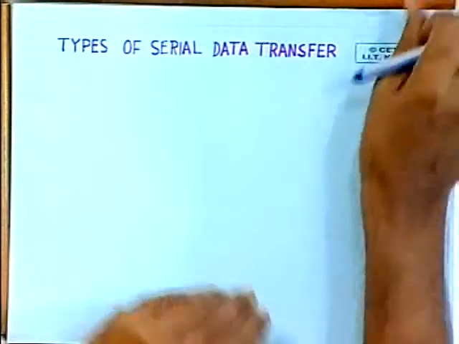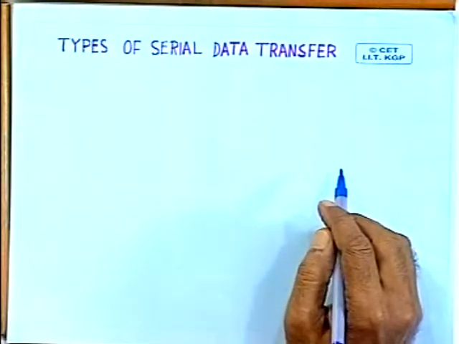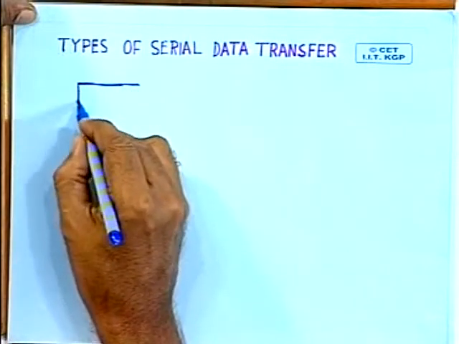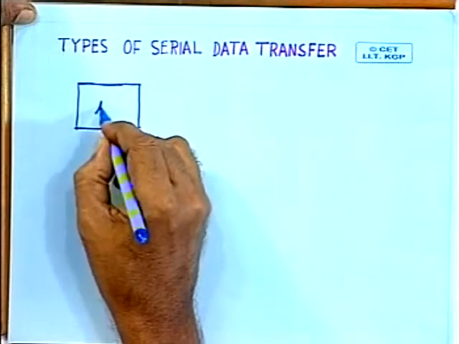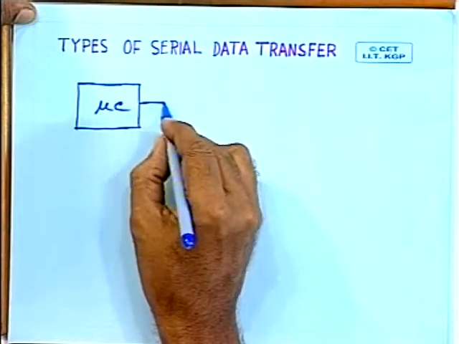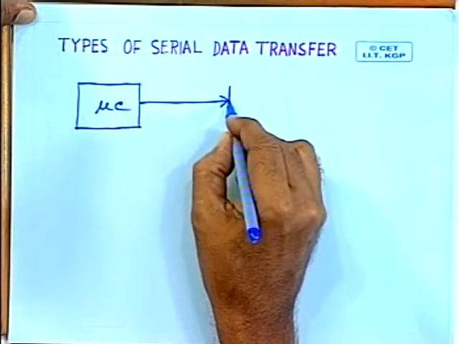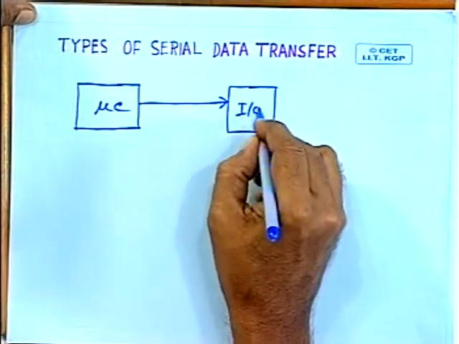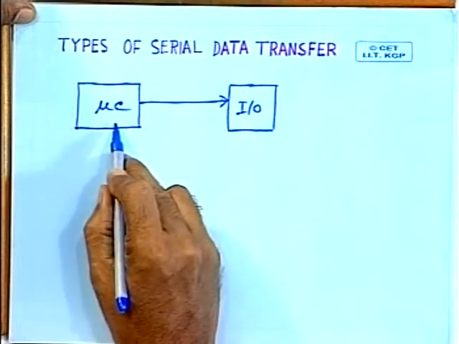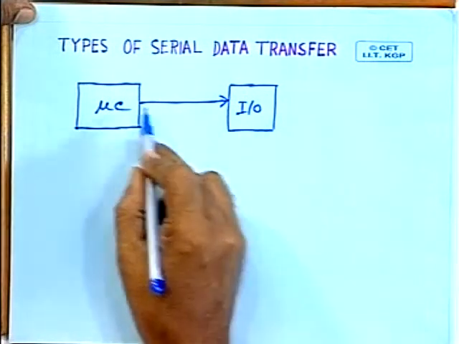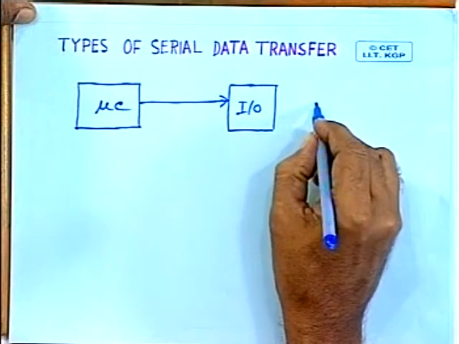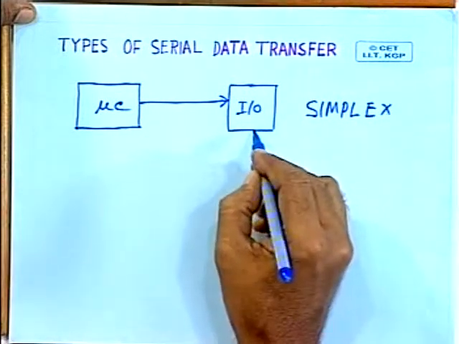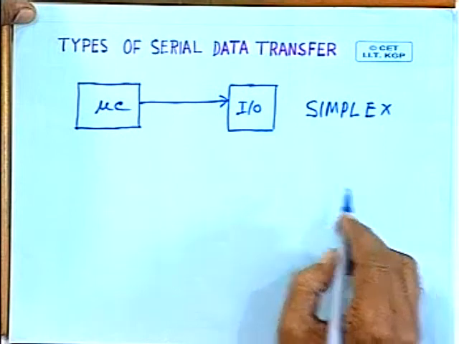Let us see what are the different types of serial data transfer that take place. The simplest one is, you have a microcomputer and it communicates with the I/O device only in one direction. So this is an I/O device. So microcomputer to I/O device data transfer takes place only in one direction. This is known as the simplex method, where the I/O device is only receiving data from the microcomputer. For example, it can be a printer.